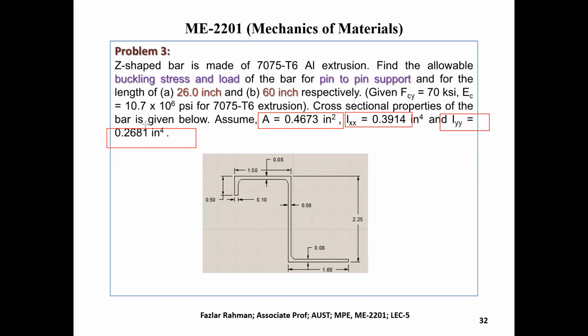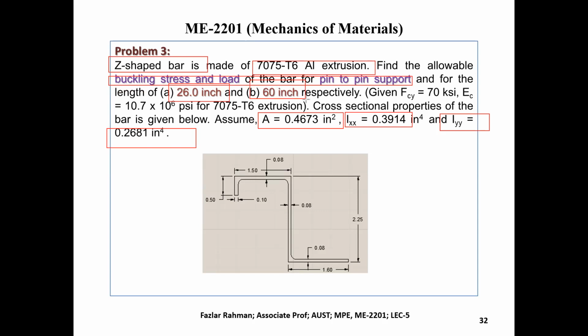So this bar is Z-shaped, made of this 7075-T6 aluminum extrusion. Find the allowable buckling stress and load of the bar, pin to pin support. That you need to figure out. Find the allowable buckling stress, that is sigma critical, and load. Sigma critical multiplied by area, you will get the load. And say pin to pin support. That means C equal to 1. You need to figure out for length equal to 26 inches and also length equal to 16.